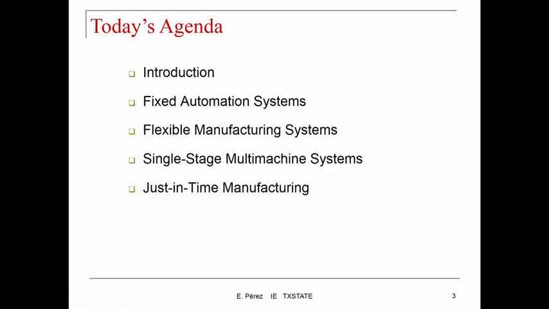But the idea for this lecture is to give you an understanding of how different manufacturing systems will affect your design for your facility. I'm going to talk about 4 different types of manufacturing systems. The first one is a fixed automation system. The second one is flexible manufacturing systems. The third one is single stage multi-machine systems and just-in-time manufacturing. For the first part of this video, we're going to cover the first two: fixed automation systems and flexible manufacturing systems.